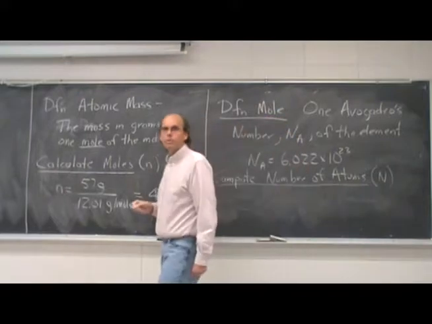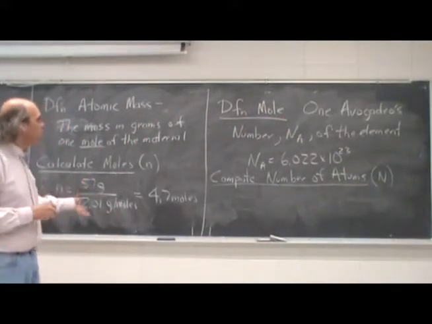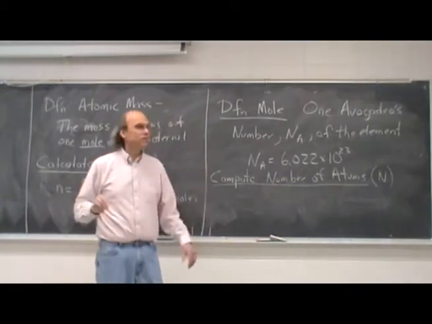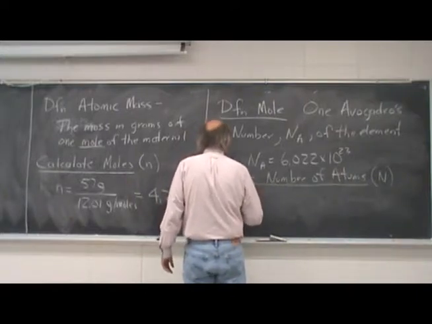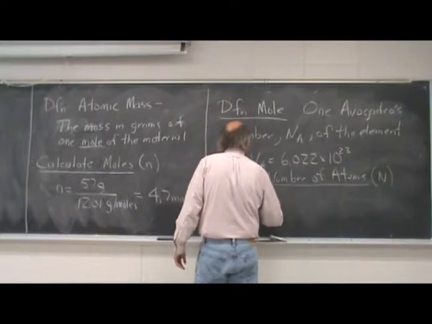I'll just let capital N be the number of atoms. So to get the number of atoms, we take the number of moles and multiply it by Avogadro's number. And I promise the calculations will get harder in this class. So we have the number of moles times the number of atoms per mole.